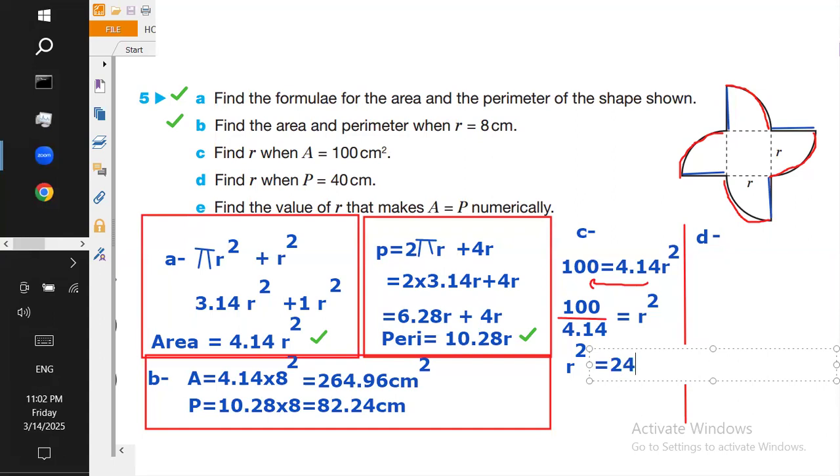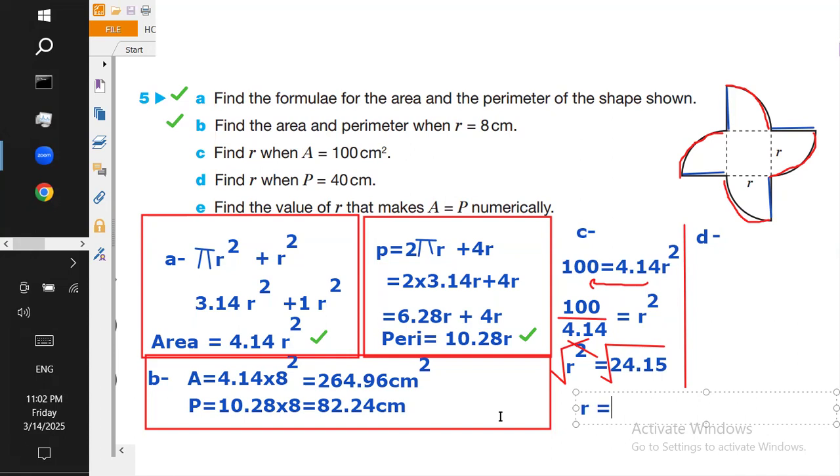This will give me 24.15. It's 24.15, I made it 24.2. I can make it like this. Now at the end, I want the r, so I'm going to do what? Very good, square root. So square root this to remove the square, and square root this to find the r. So basically the r will equal the square root of the answer.